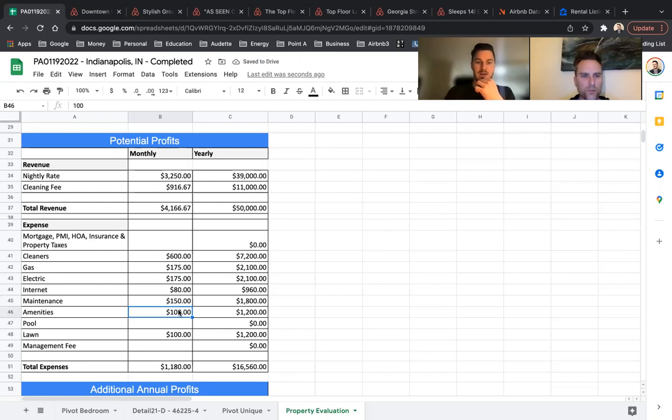Sounds good. And then amenities, consumables. So your soap, shampoos, all that stuff. I'm going to leave that at 100 because that's for a 4-bedroom. That's generally what it costs. And you're managing, right? What's your management fee? 20%. And are you taking it directly out of the nightly rate or the total revenue, which includes the cleaning fee? I take it out of the nightly rate, not the cleaning fee. Okay, so we're taking 20% out of there.